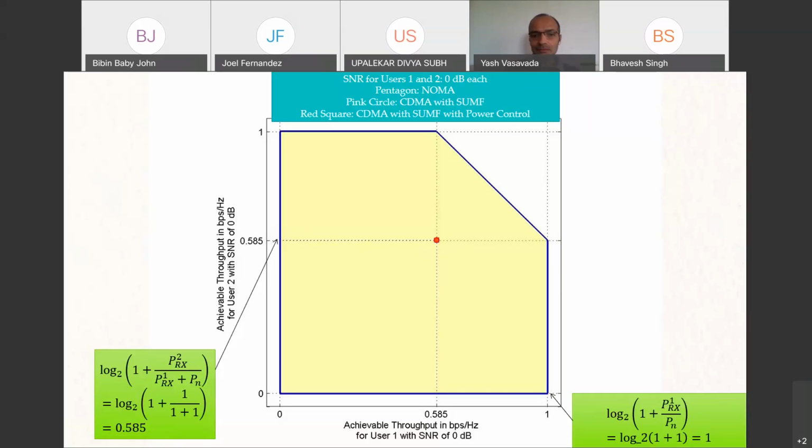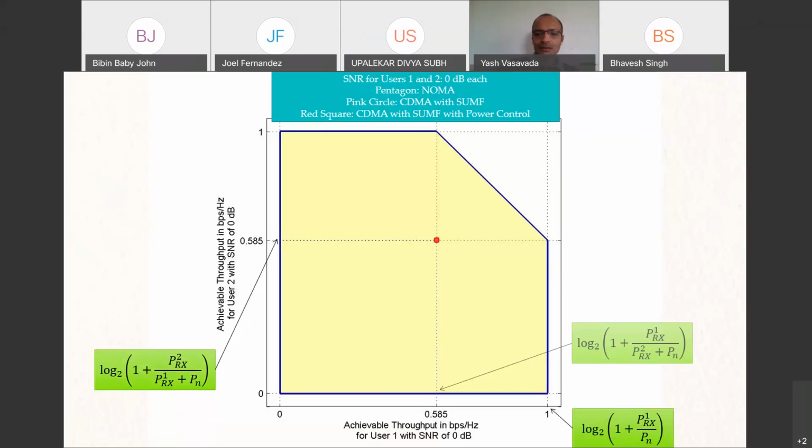Above the pink dot, the one. What is the x coordinate and what is the y coordinate? 0.585, 1. Okay, exactly. So if the ordering is switched, NOMA will operate over here. So that is what this diagram shows. This would be the case when the ordering of the SIC is switched at the base station.